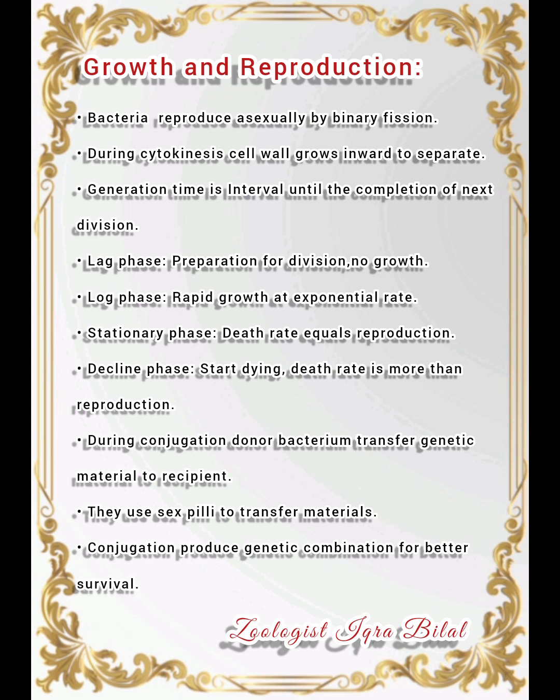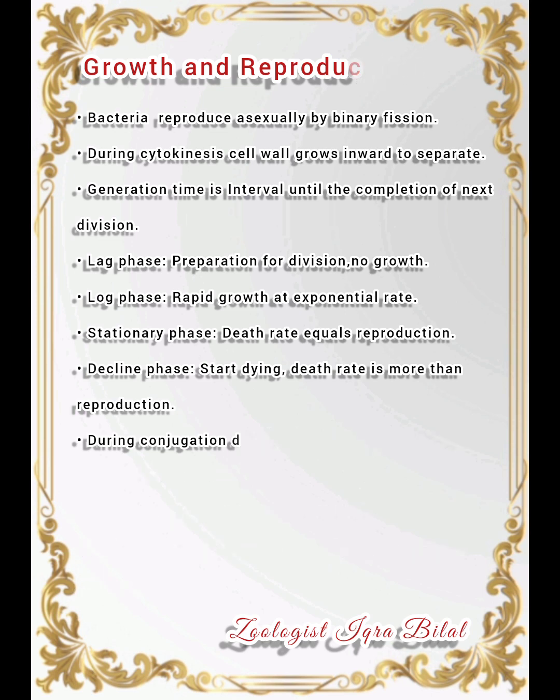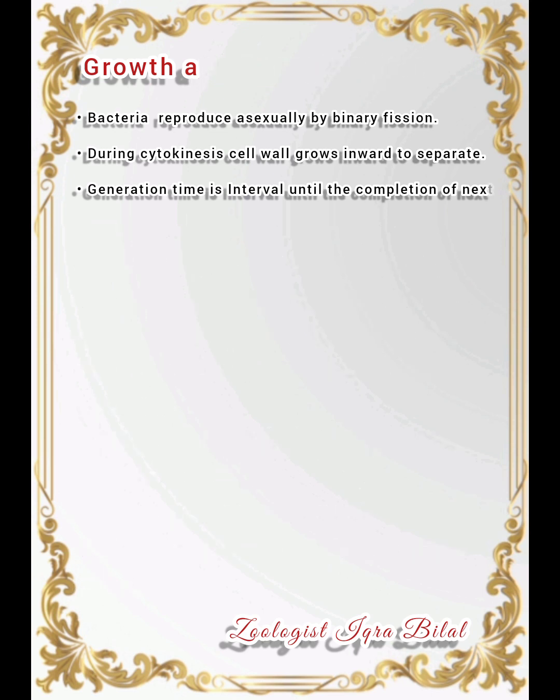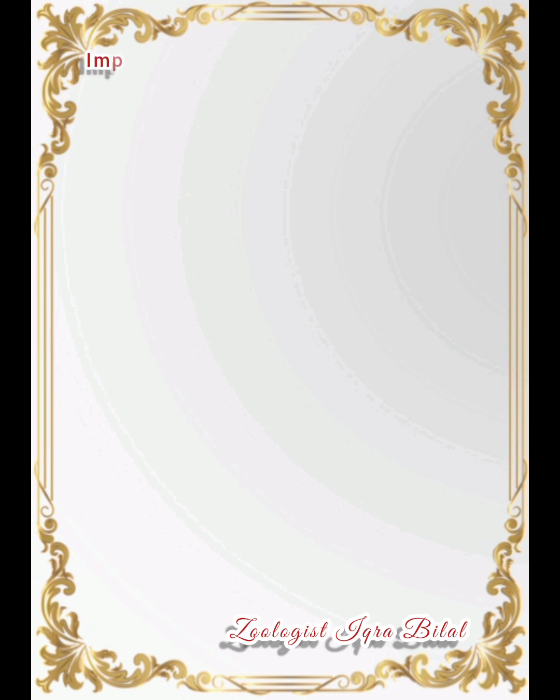During conjugation, donor bacterium transfer genetic material to recipient. They use sex pilus to transfer material. Conjugation produces genetic combination for better survival.